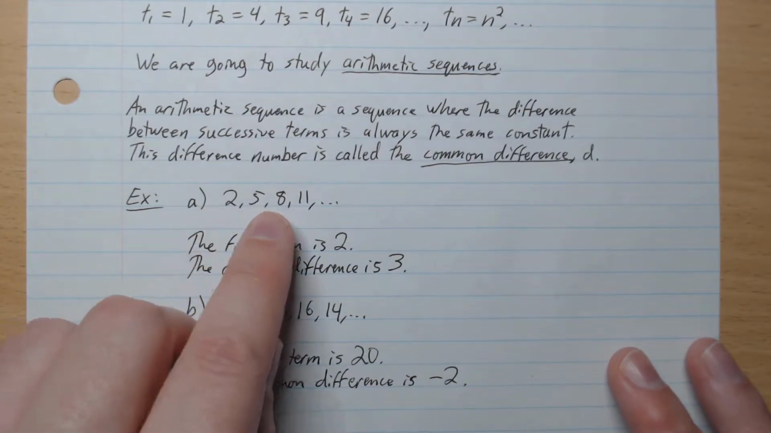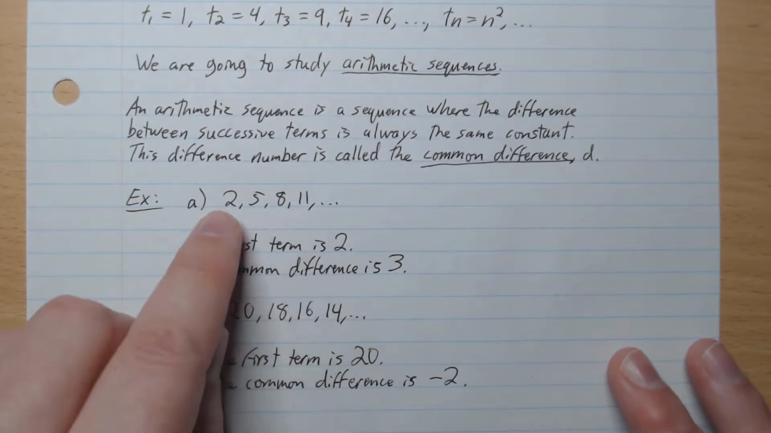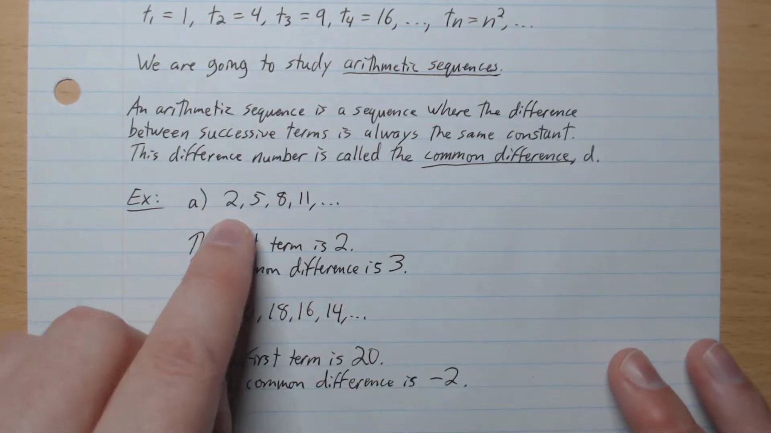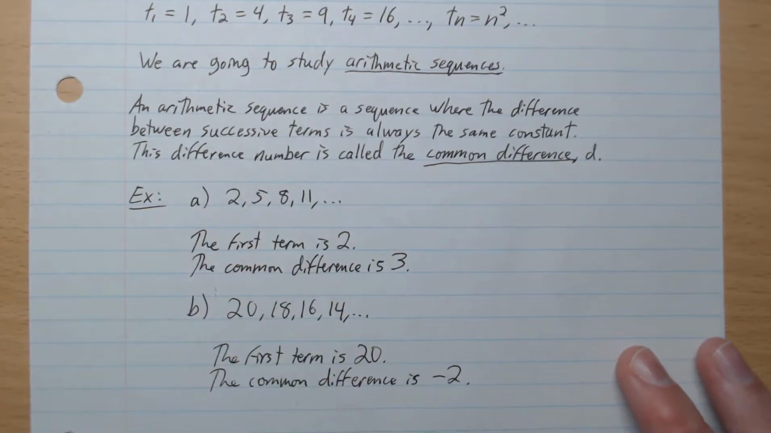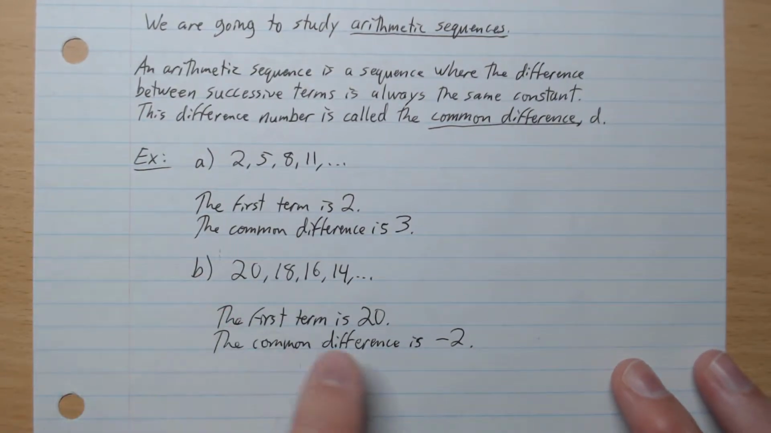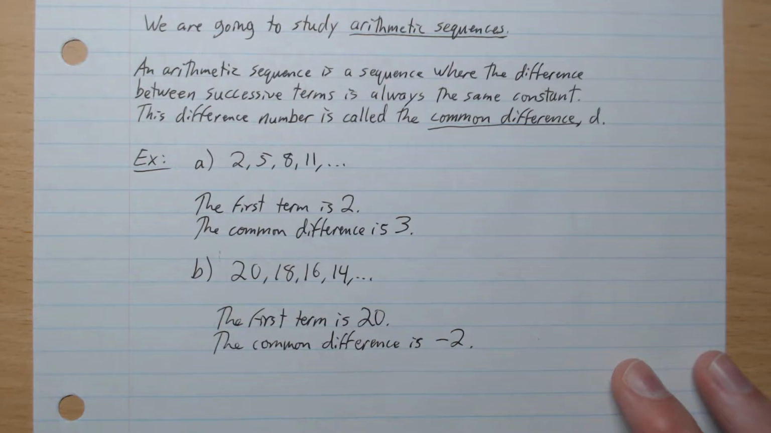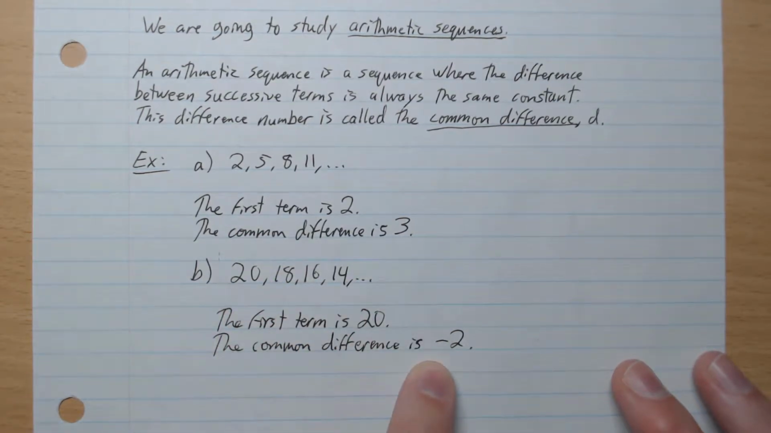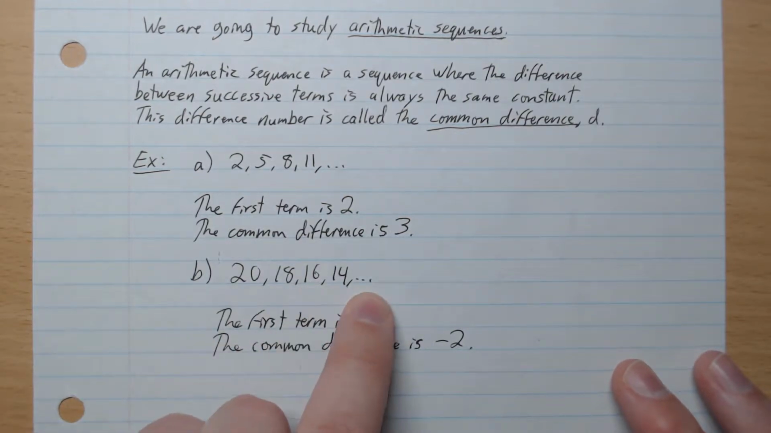So here we have 2, 5, 8, 11. We notice that the first term is 2, and the common difference is 3: plus 3, plus 3, plus 3. And for B, another sequence, the first term is 20, and then we have 18, 16, 14, etc. So the common difference is negative 2: negative 2, negative 2, negative 2.